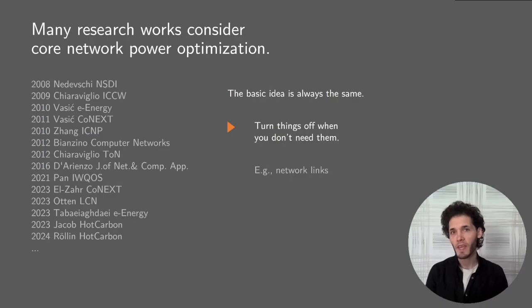Over the past couple of decades there has been a lot of work in trying to optimize the energy usage of the core of the internet, the core networks. And in all those works the idea is essentially the same. It's about turning off parts of the network that we don't need when we don't need them. For example, that would be turning off network links when those are not heavily utilized.